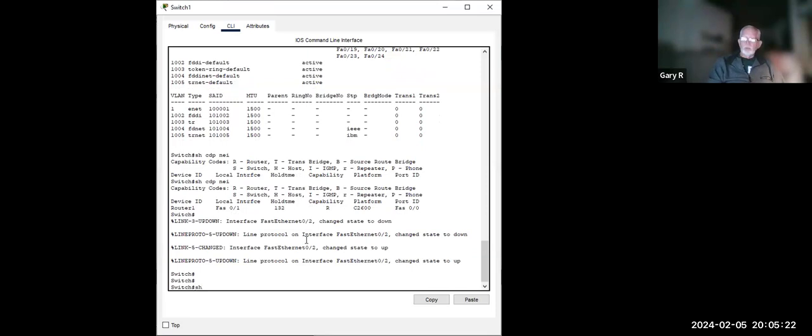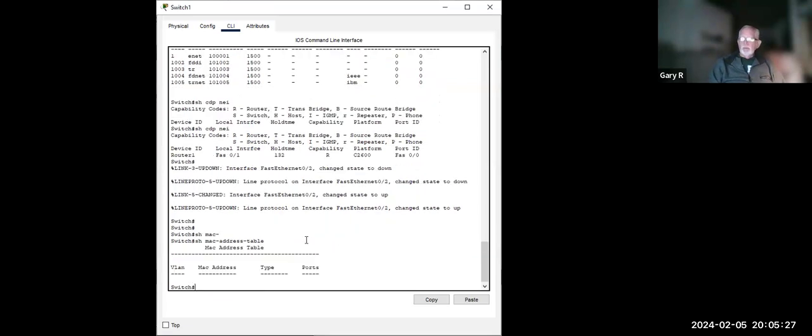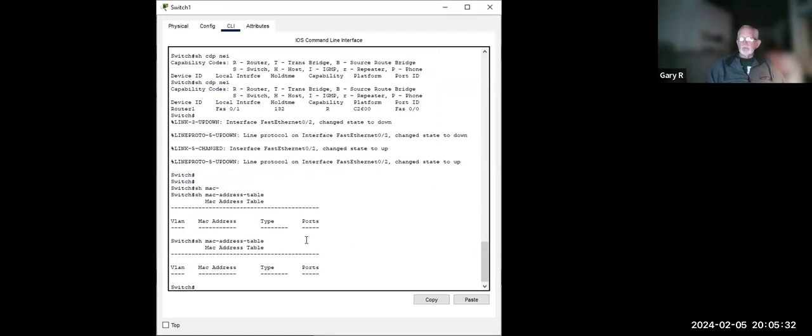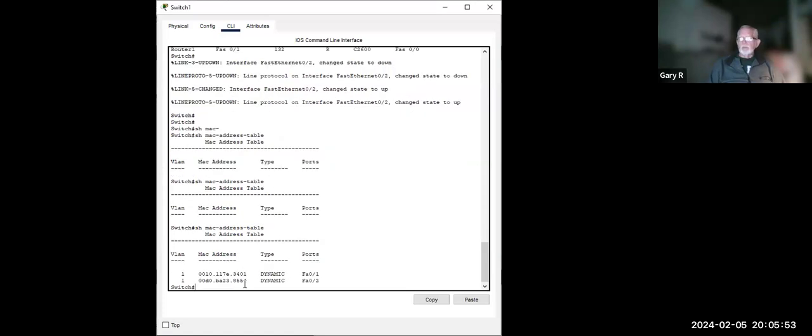I do a show MAC address table. Well, there we go. I should be seeing that information in there, and I don't. Let's send another ping through real quick. Okay. Switch. There we go. Okay. So this is what has happened at the switch.